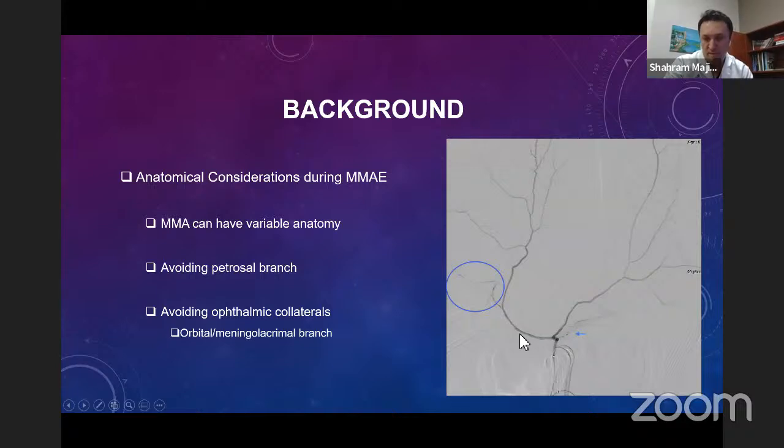So the safe embolization plan is to advance the microcatheter beyond these two dangerous anastomoses and carefully watch the embolization material and avoid any reflux to these two branches.